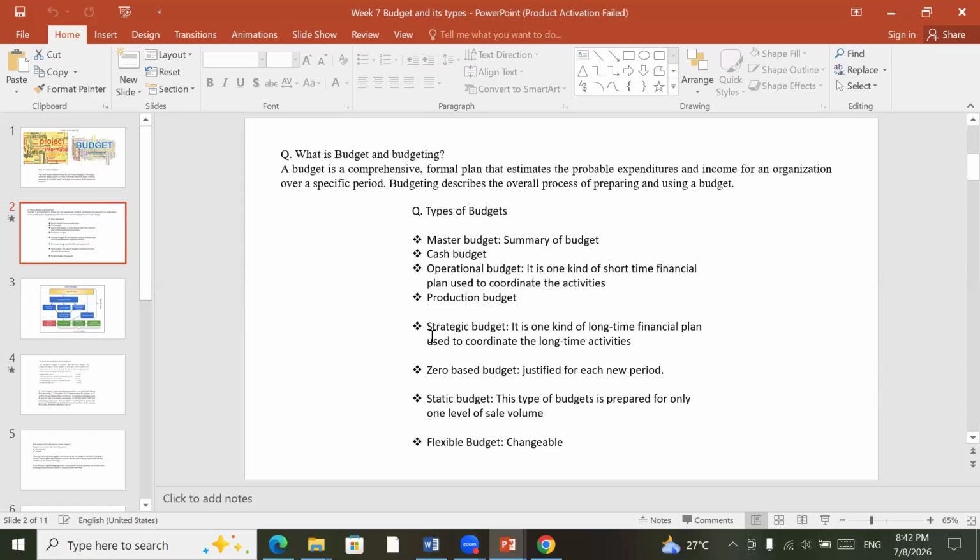Operational budget. Operational budget is one kind of short-term financial plan used to coordinate the activities-related budget. And production budget, production related: how much product is produced this year, next year, current year. You just make a plan related to production.